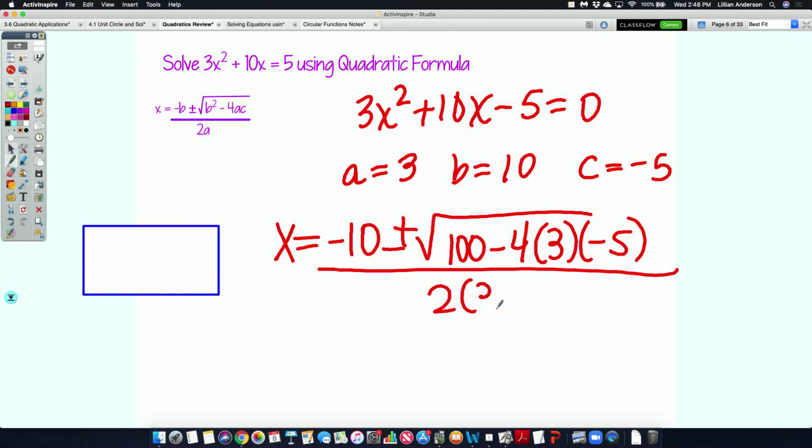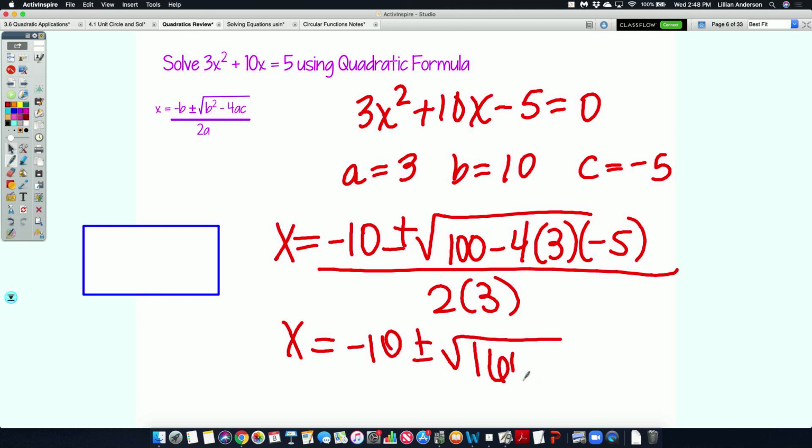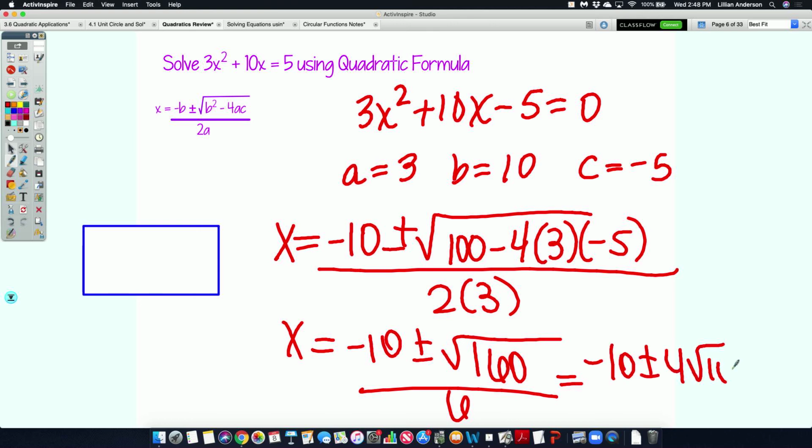So you should have plugged everything in. That gives you -10 plus or minus the square root of 160 over 6. Yes, it does. All right, then we need to simplify. 160 breaks down to be what? 4 square root of 10. Good stuff. Can I simplify from here?